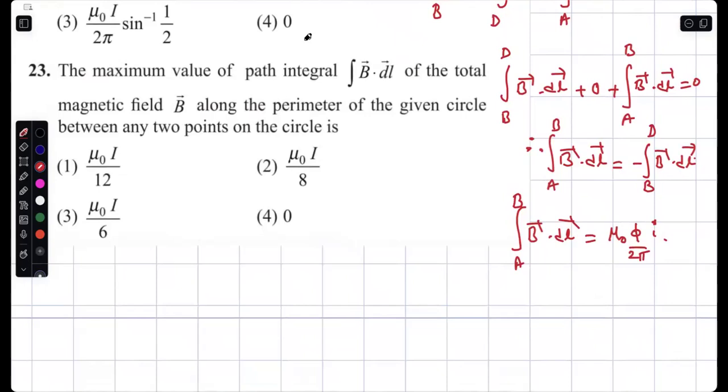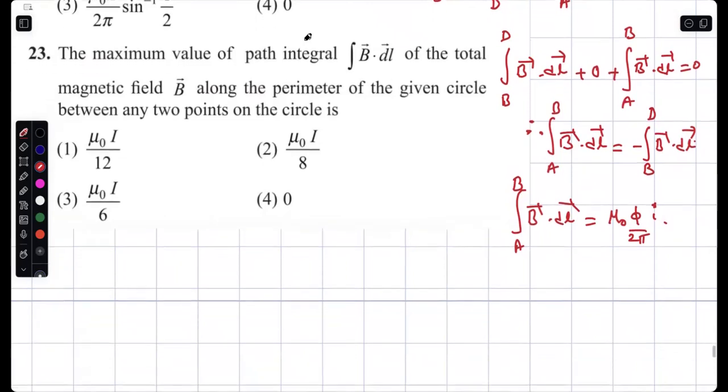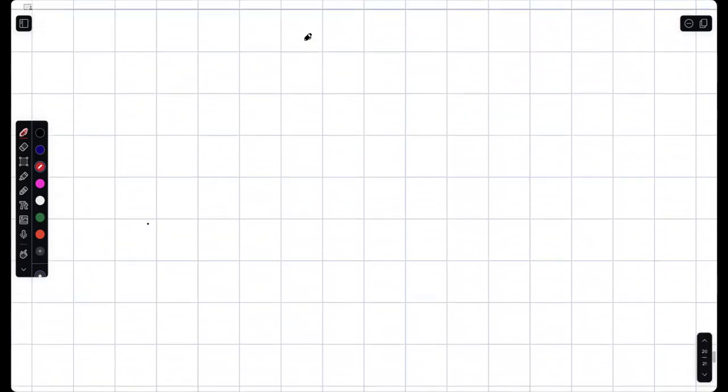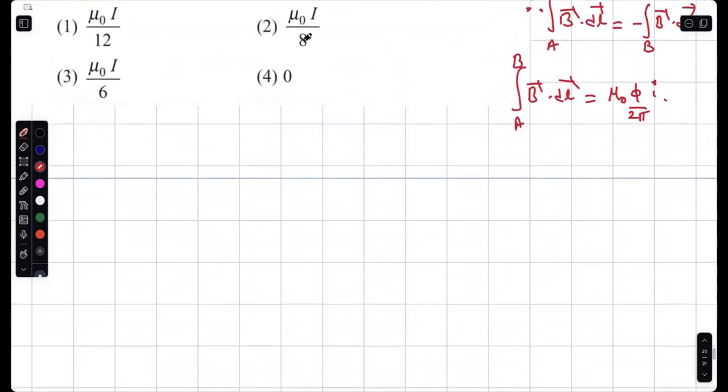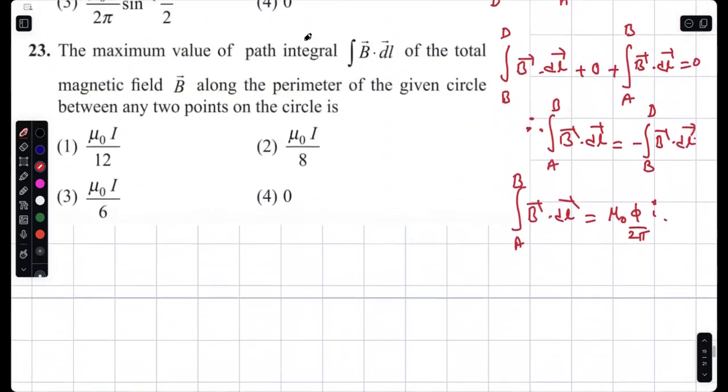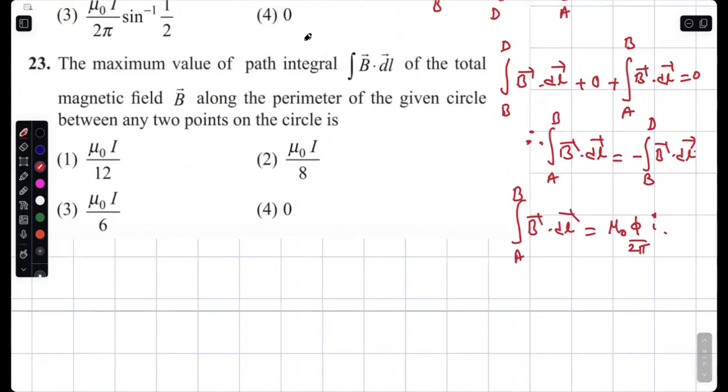Maximum value of... hello. Post. Right. Keep working on the 23rd. Right. Hurry, just keep this aside.